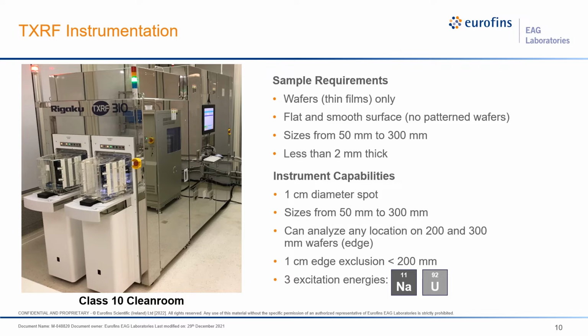And we have 3 excitation energies now from our tungsten rotating anode. Typically in the past we only had 2. Our new addition is what we call our low energy beam path that can handle the light elements now. So relative to the past, we couldn't analyze sodium, magnesium, or aluminum on the surface of wafers, but now with this new beam path, we can.